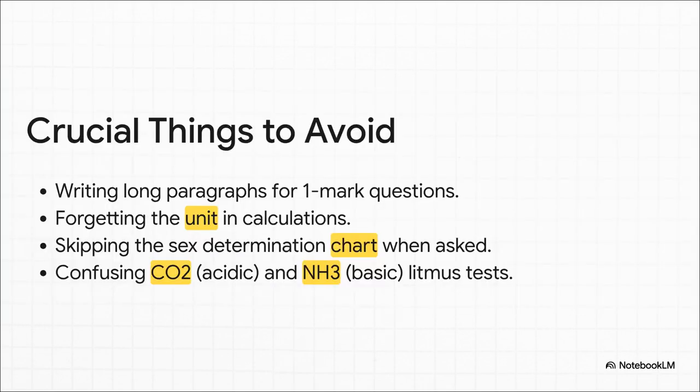And finally, a quick list of things to absolutely avoid. These are the common traps that trip people up. First, don't write an essay for a 1-mark question. It's a total waste of time. Second, never ever forget the unit on a calculation. Third, if they ask for the sex determination chart, draw it. And last, know the difference between the litmus tests for CO2 and ammonia. These little things can add up to a lot of lost marks.